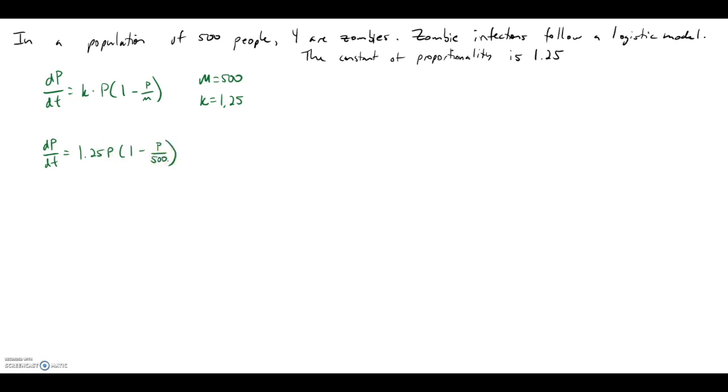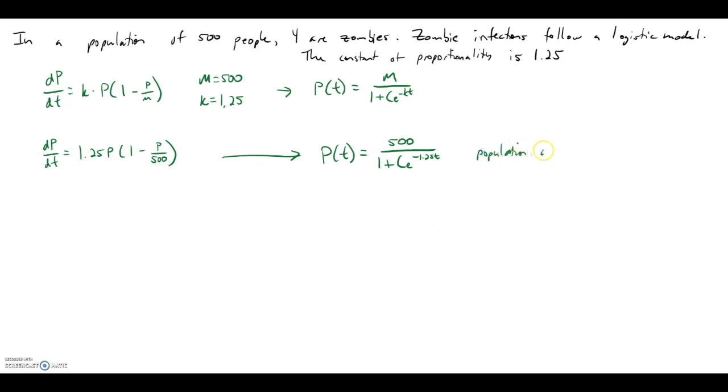Now, a large portion of this video was committed to developing the solution to our differential equation. The solution being that p of t equals m over 1 plus c times e to the negative kt. So if we already know that that's the solution to the differential equation, we don't need to develop it again. We can say that for our problem, the population of zombies at any given time is equal to 500 over 1 plus c times e to the negative 1.25 times t. And since it wasn't noted in the problem, you can note to yourself that t should represent time in days.